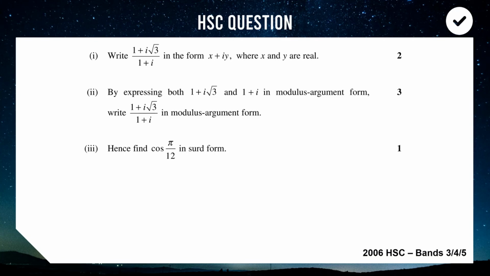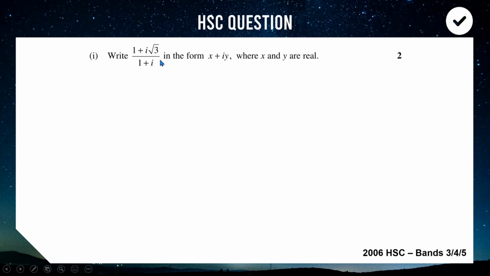Okay, part i. We've got the complex number 1 plus i root 3 divided by 1 plus i. We want to write this in the form x plus iy, where x and y are real. We've done questions similar to this already, where we have a fraction of complex numbers and we're asked to write it in x plus iy form. The way we do this is we multiply top and bottom by the conjugate of the denominator. If you want to stop there and try yourself, here's how we do it.